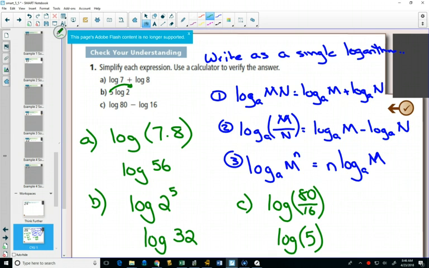And so those ones are simplifying expressions, and try questions 4 and 12.